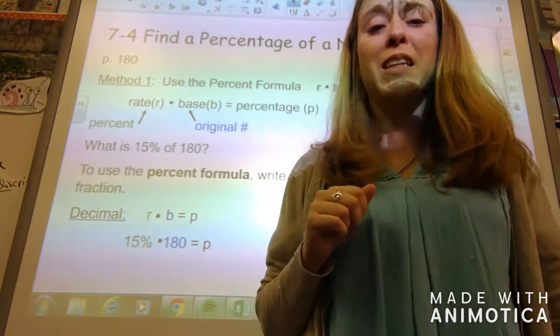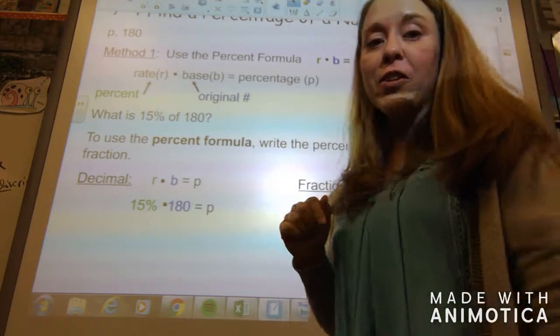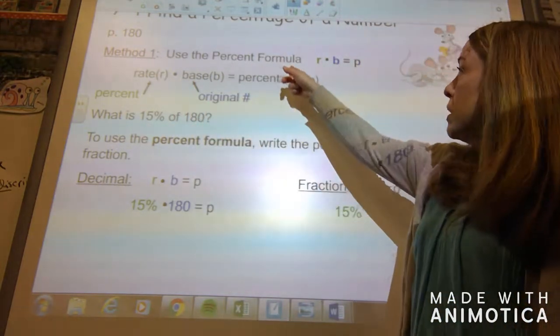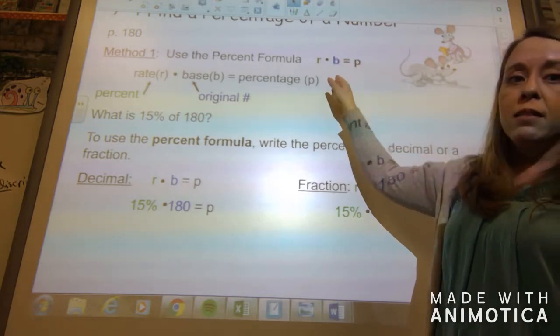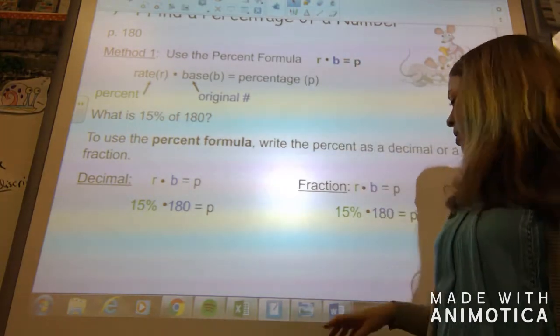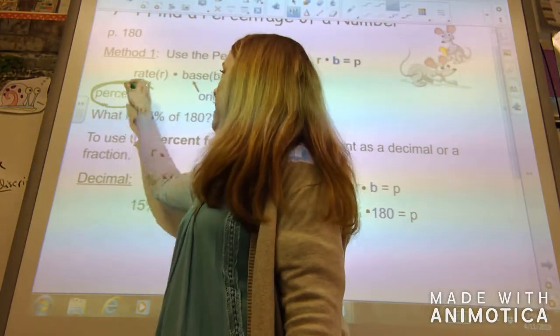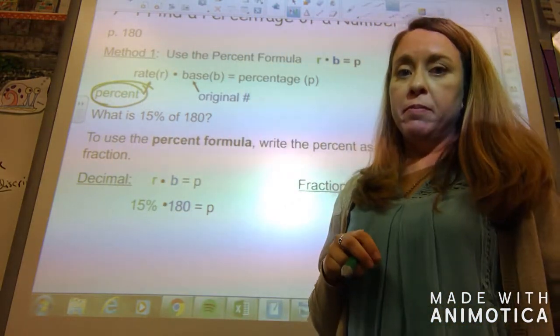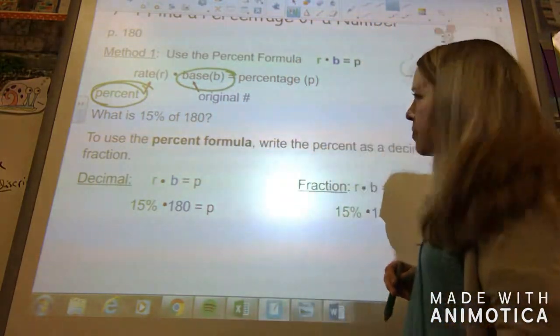Today we are going to be finding the percentage of a number. We have two different methods. Our first method is to use the percent formula, which is the rate times the base equals the percentage. The rate is just the percent that's written as a decimal. The base is your original number.